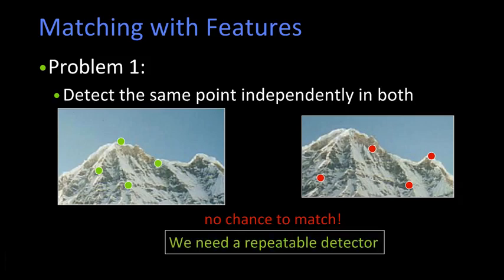So what we need is what's referred to as a repeatable detector. If I run on this image, most of the points that I find over here as being interesting, I will also find over there, and vice versa. So that's the first problem, reliably finding them at all.